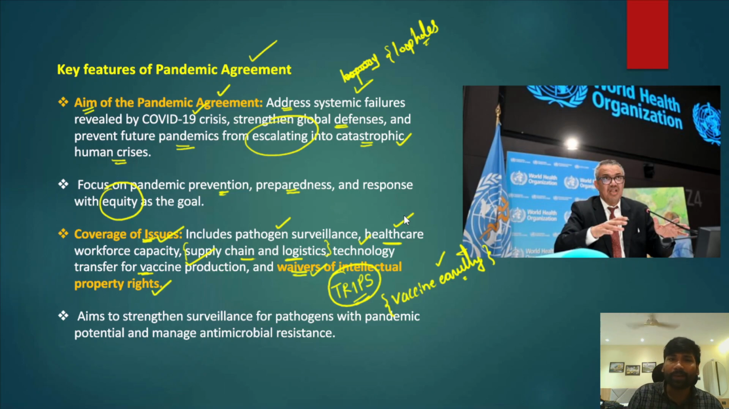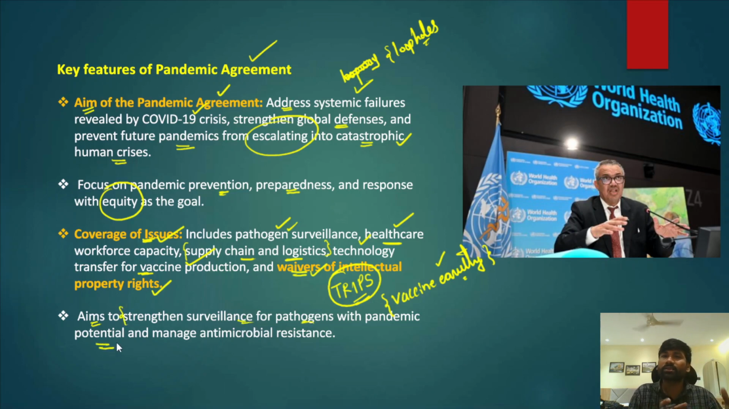And apart from that, pathogen surveillance is also very important, because when we undertake surveillance, we will be able to predict and also take early interventions with respect to the particular pathogen, right? Thereby containing the spread of disease. And it also aims to strengthen the surveillance of pathogens with pandemic potential.